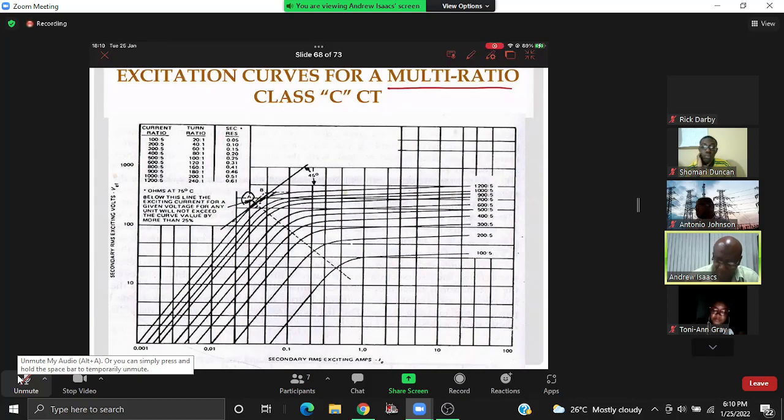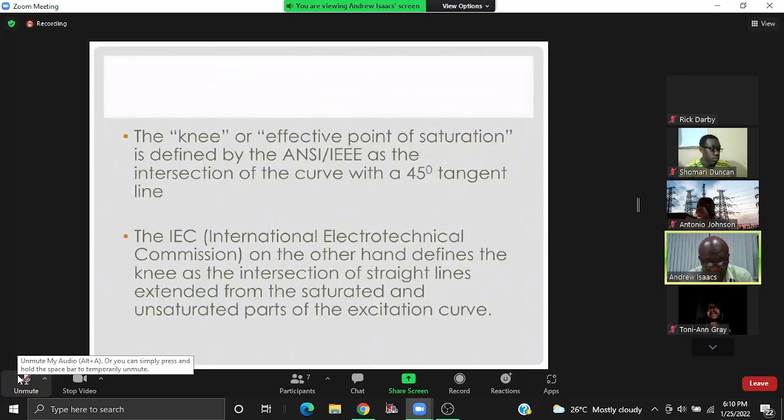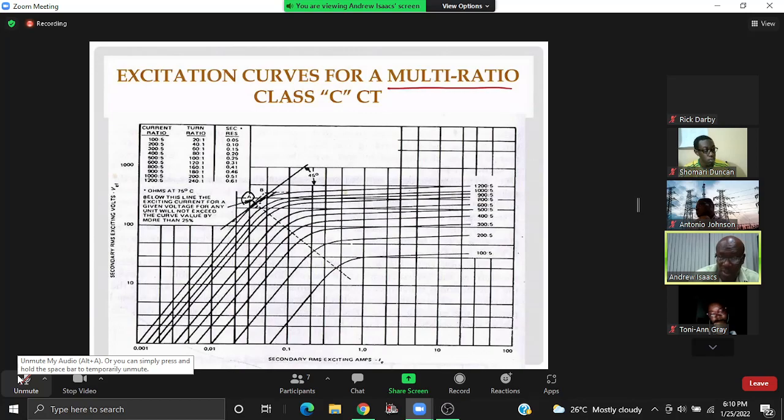The IEC, International Electrotechnical Commission, the IEC knee point, is the intersection of straight lines extended from the saturated and unsaturated points on the curve. Let's explain that one. So for this, let me use the curve at the bottom, the 100 to 5. So the unsaturated and saturated. The unsaturated would be this line. So you simply extend it. All right? And the saturated would be this line. And you simply extend it. And where the two of them meet, that's the knee point. So that's what B represents.